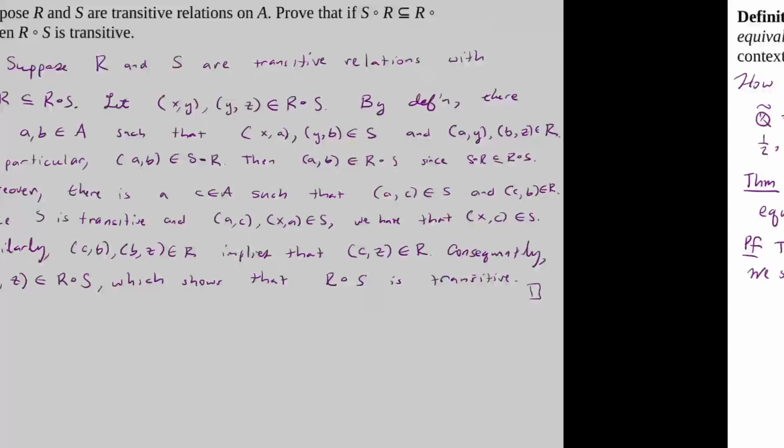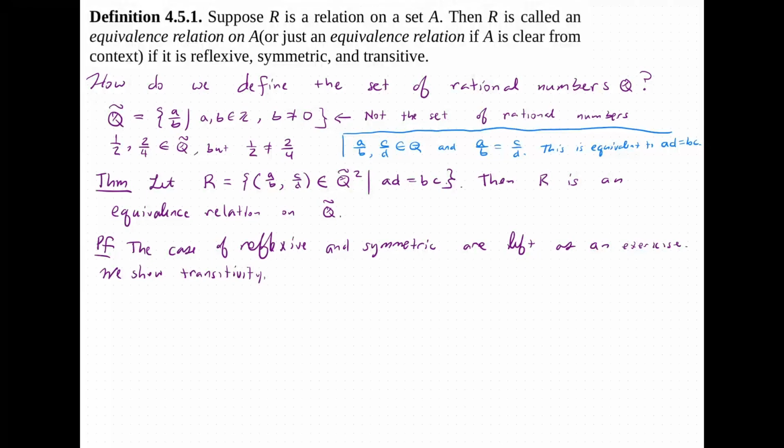But now, since we are working with Q tilde as our set A, the x, y, and z are going to be fractions of integers, where the denominator, of course, is non-zero. So let's go ahead and do that. So let's go ahead and let a over b, c over d, and so this is our x, y, and now we're going to choose our y, z.